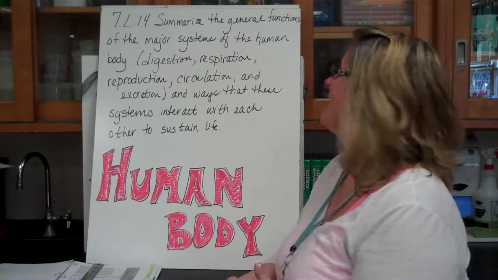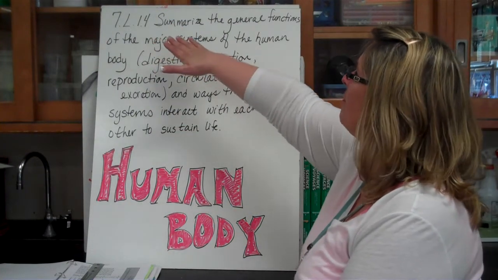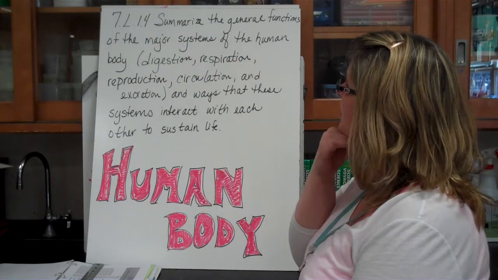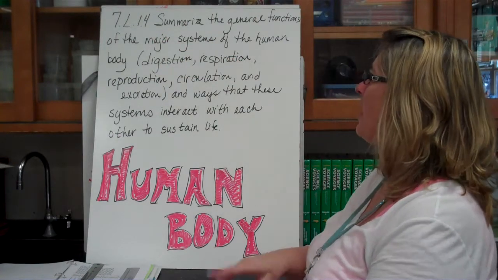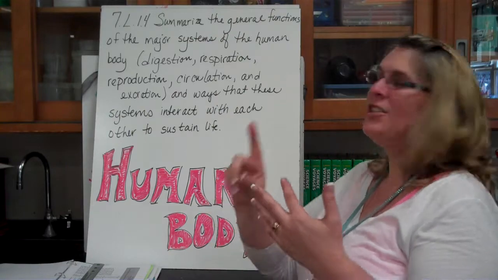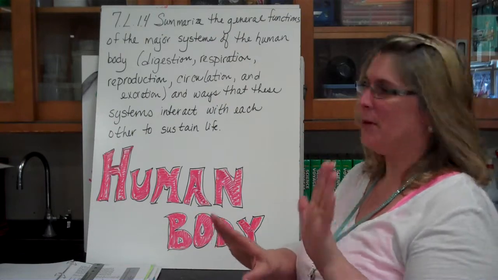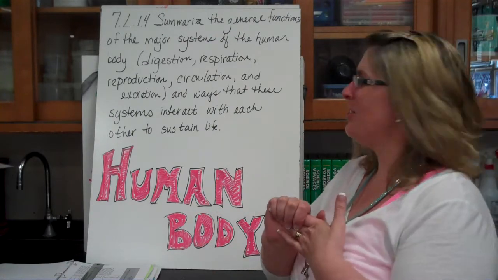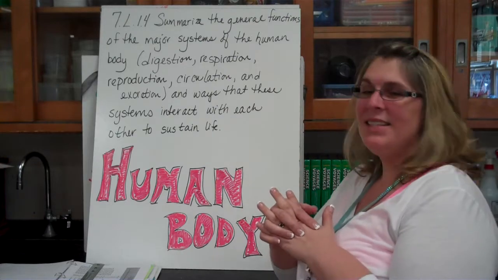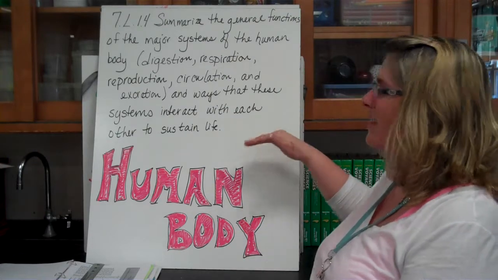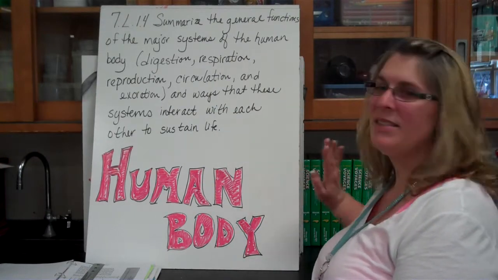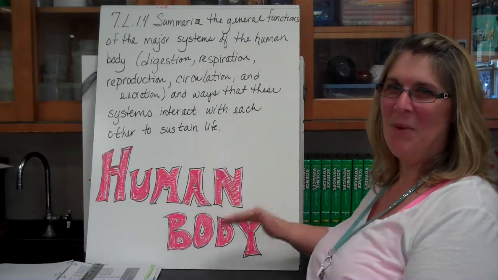Okay, our next lesson for biology is 7.L.1.4, and we're going to summarize the general functions of the major systems of the human body. That's digestion, respiration, reproduction, which we don't want to talk about too much, circulation, and excretion, and ways that these systems interact with each other to sustain life. That's our big study of the human body.